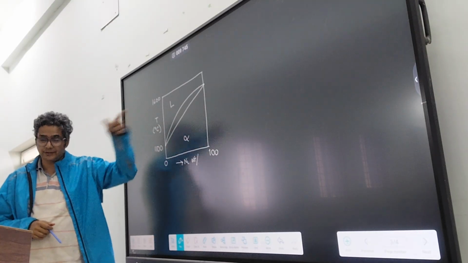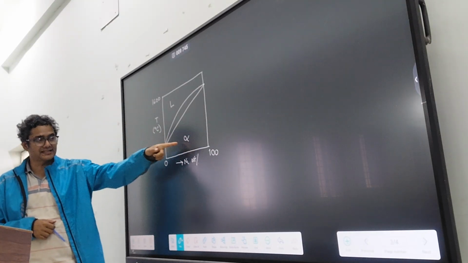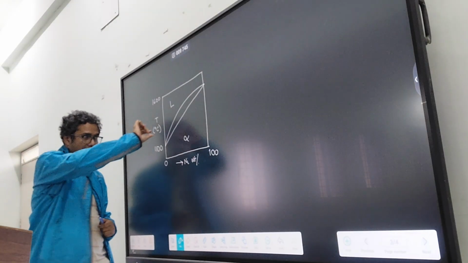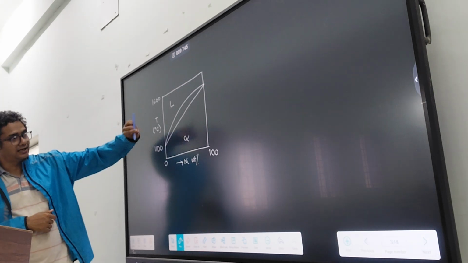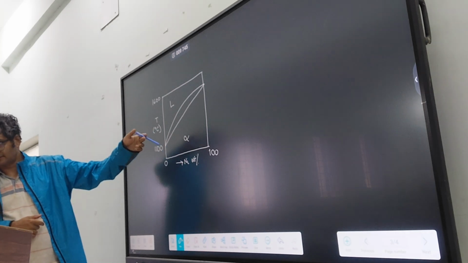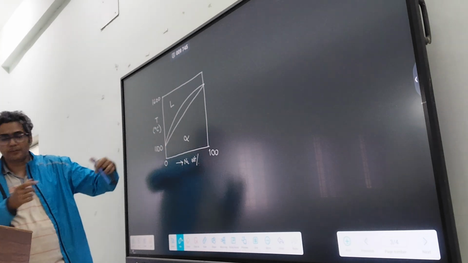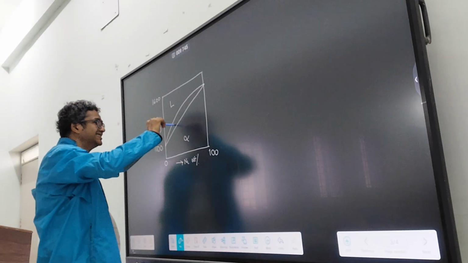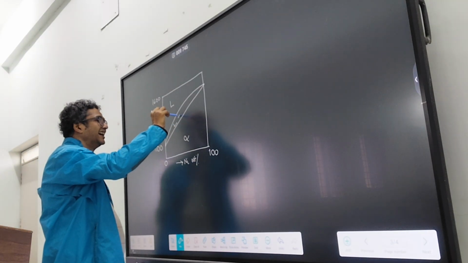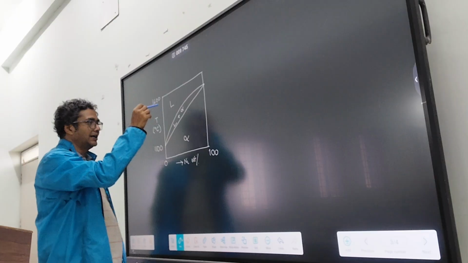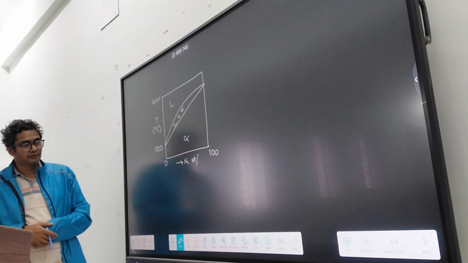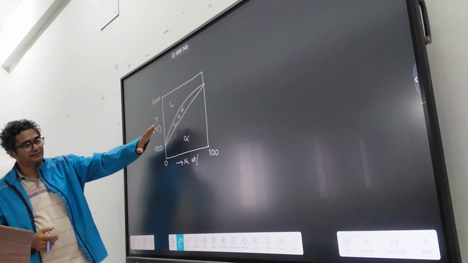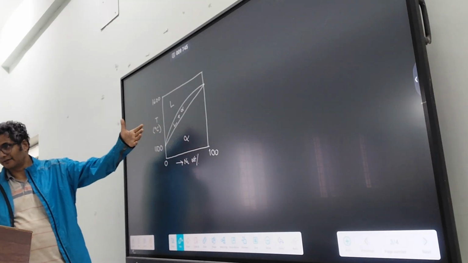What should be inside this? This is L. This is alpha. What should be inside this region? This is in between alpha and L. So alpha plus L. Good. Very good. L plus alpha. L means liquid. So this is where it is completely getting converted into liquid.